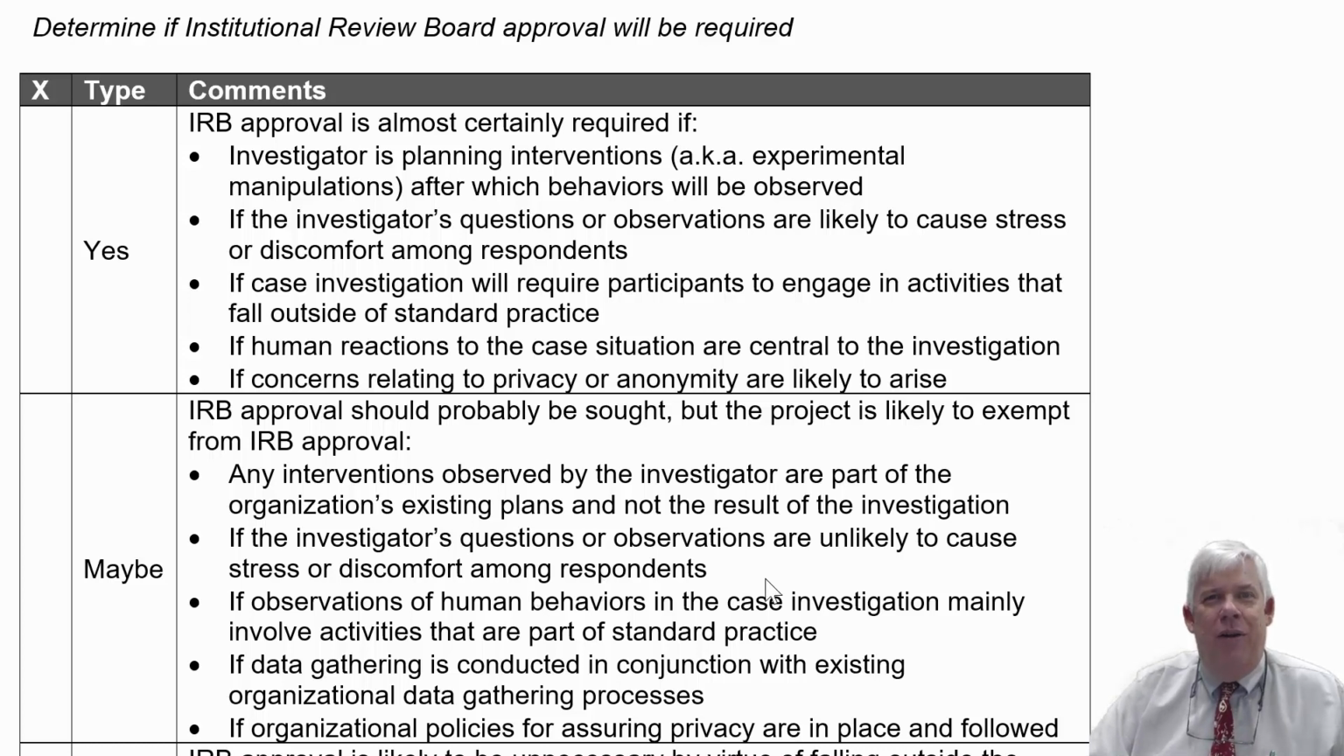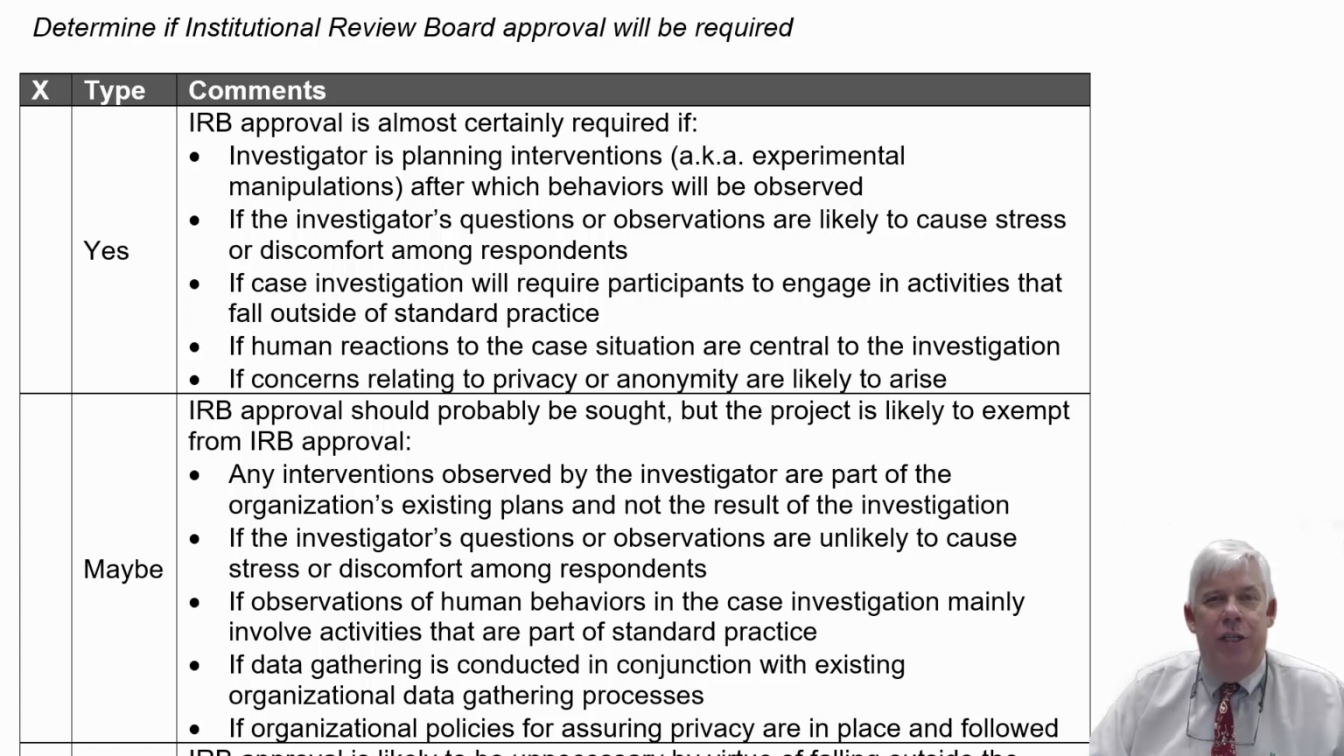If your questions are very unlikely to cause stress or discomfort, then the IRB is likely to exempt it. There isn't really any reason for looking at them. And this is particularly true if you are interviewing people for their knowledge and expertise as opposed to for their emotional reactions.